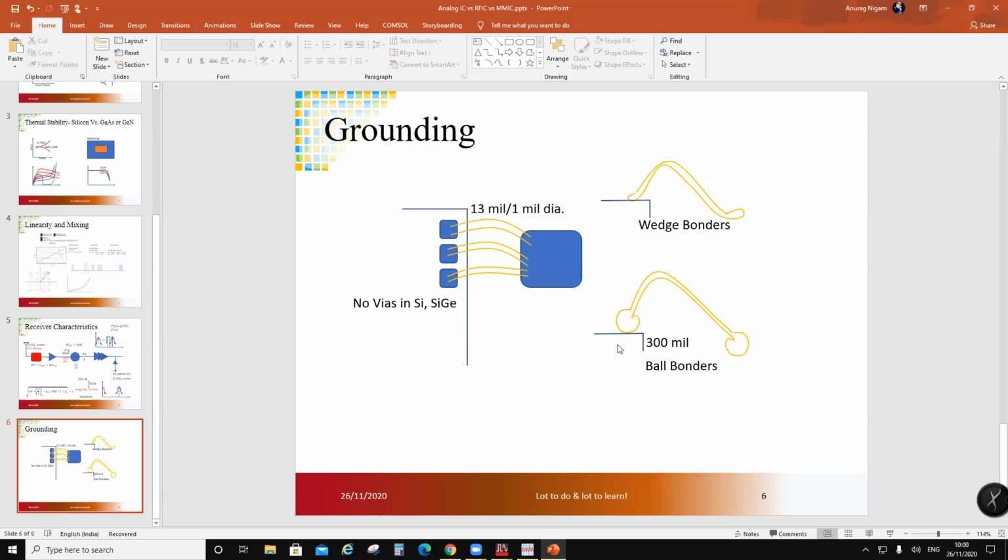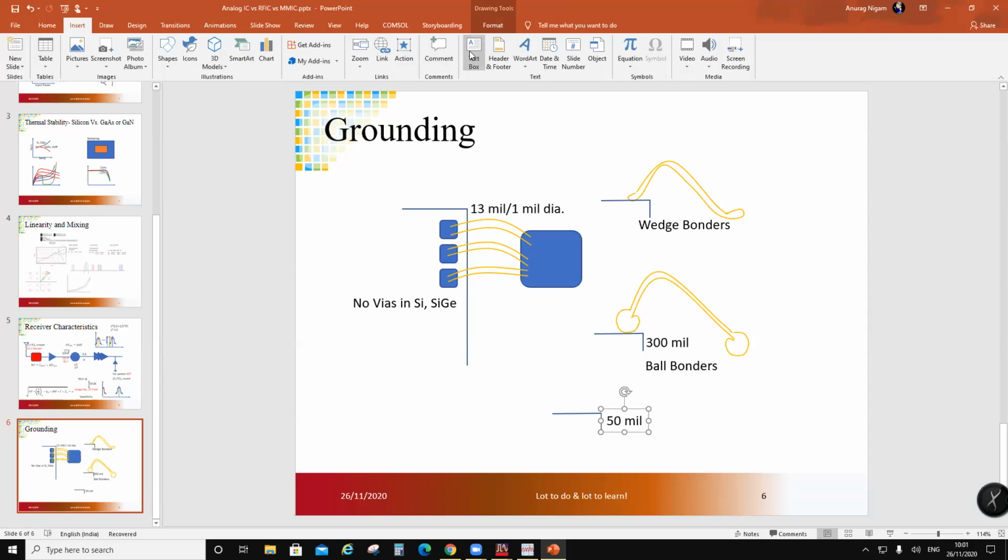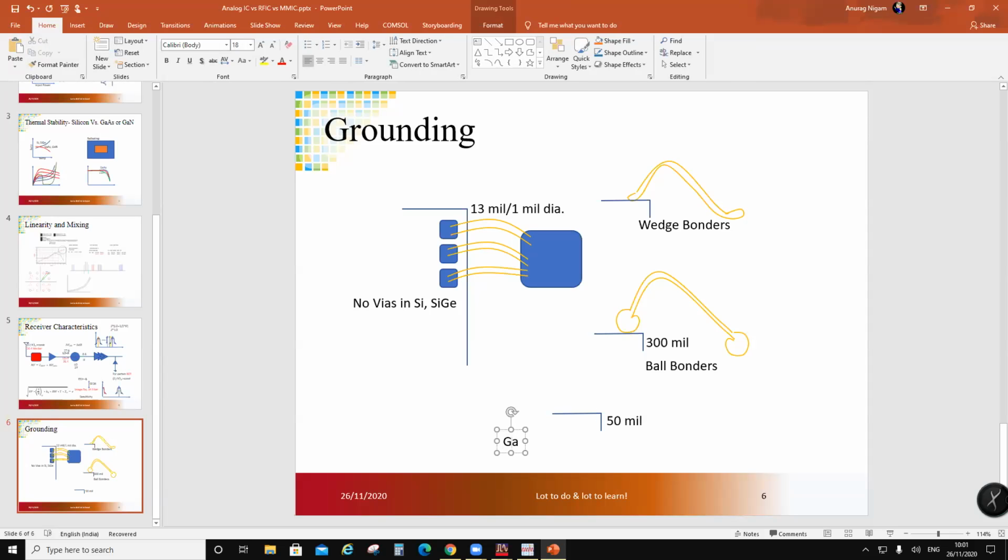This doesn't make a lot of advantage in the case of gallium arsenide, or let's say gallium nitride. If I thin down to 50 mil, for example, why would I be able to thin down? Because these wafers are 6-inch or 4-inch wafers. I'm talking about gallium arsenide and gallium nitride. Usually these wafers are 4-inch, and they can be ground down to 50 mil height.